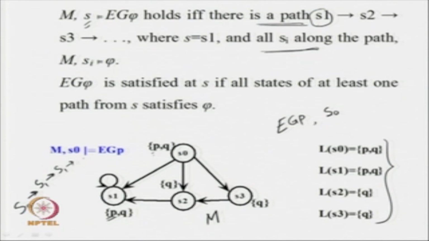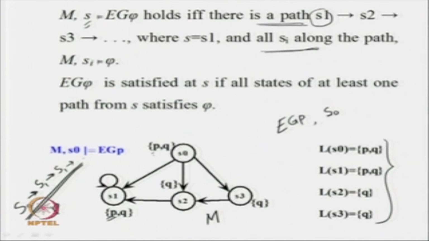Similarly, if we go for the path S0, S3, S2, S1, then in states S3 and S2 P is not true. That means in these two paths P is not true globally, but at least we have got one path, S0 to S1 and S1 to S1, where in all the states P is true. That means we can say that in this particular state S0 the formula EG P is true. So, we say that in model M, state S0, EG P holds. So, that says M, S0 models EG P. We are getting at least one path where P is true globally, and that is why we say that EG P is true in state S0.